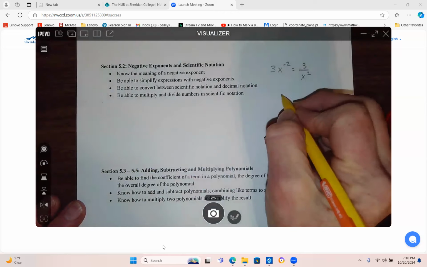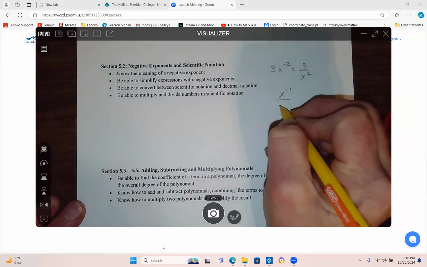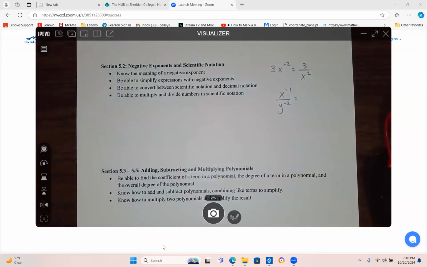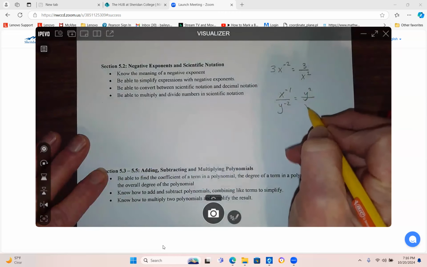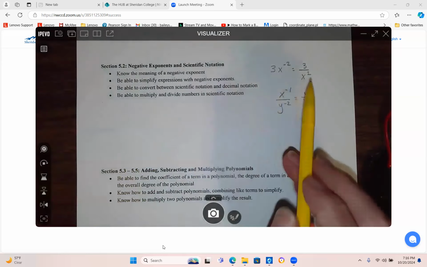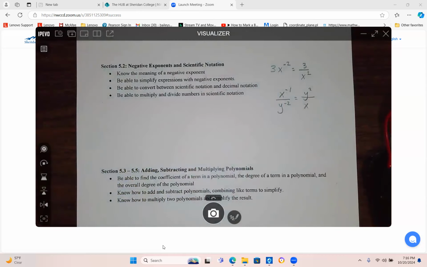Also, looking at if I had x to the negative 1 over y to the negative 2. I'm not going to put any coefficients in front of this. This would be equal to y squared over x to the first. Again, to get rid of the negative exponent, you change the position: numerator to denominator, denominator to numerator. That's all that is.